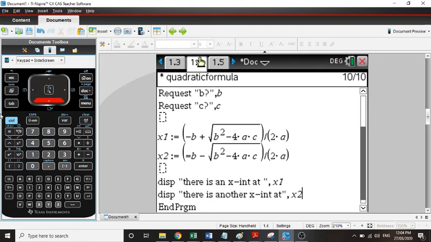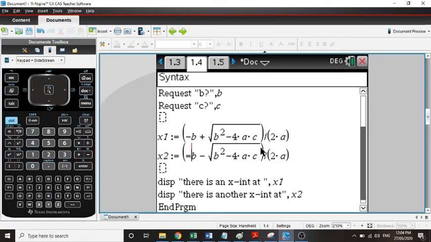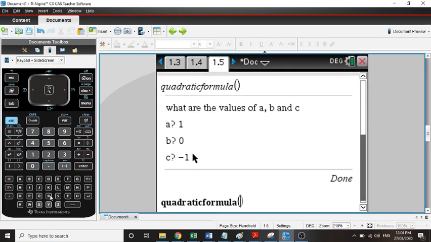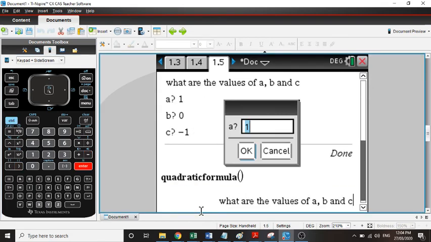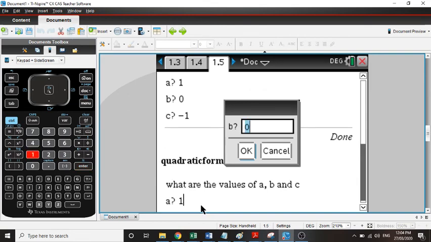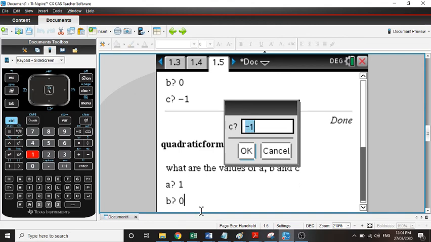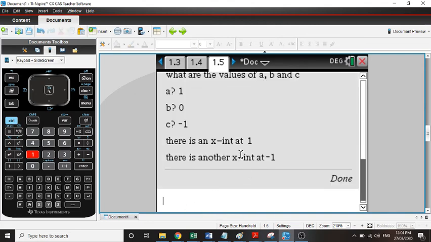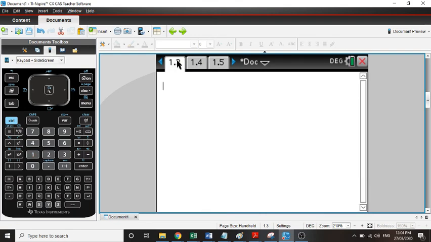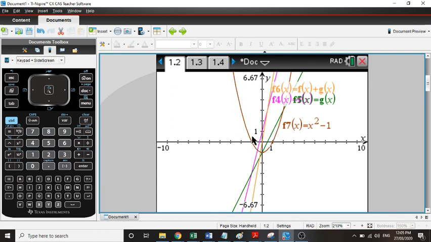So Control and R to run it. Syntax, oh no, should be negative. Control R. Okay, quadratic formula. Value, let's do 1. Let's try 0, and we'll try negative 1. So we've got an x-intercept at 1 and an x-intercept at negative 1. So that matches up with this one here, where we've got an x-intercept of negative 1 and another x-intercept at 1.